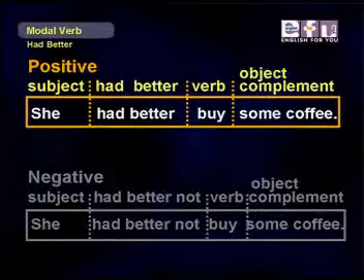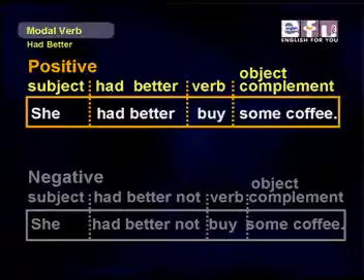Thank you, everyone. We learned that the positive form of the modal auxiliary is had better. The negative form is had better not. Here is a chart to help you. So for a positive form, we can take a look at this example. She had better buy some coffee. So you start with the subject, then add had better, then add your main verb, plus your object or complement.